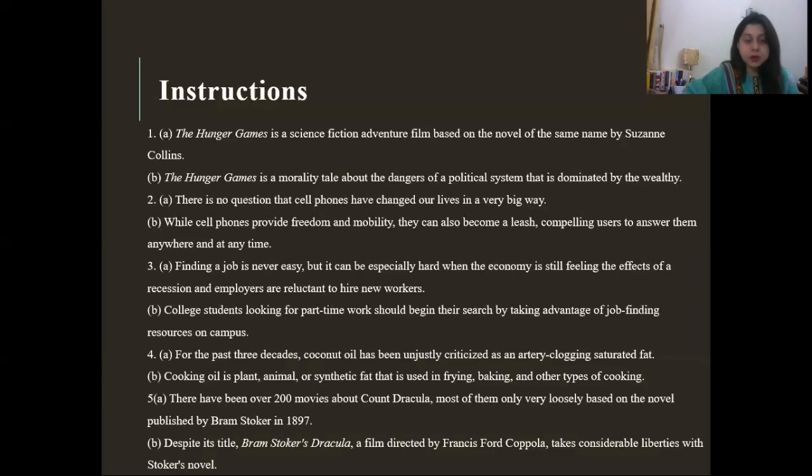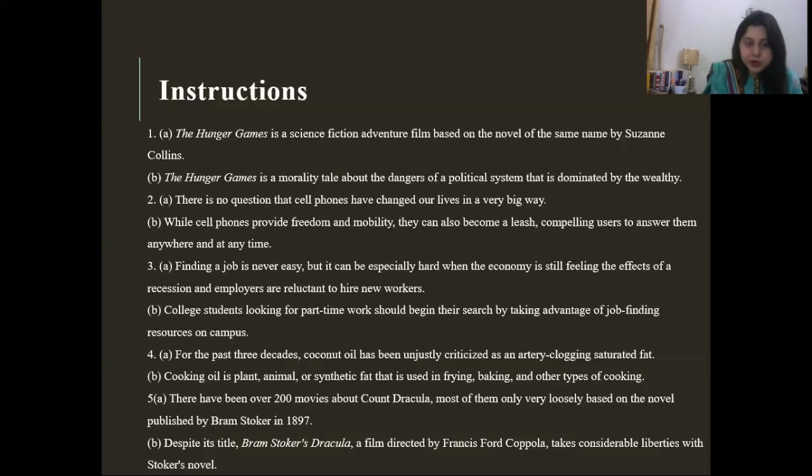Another thesis statement on the same topic. Despite its title, Bram Stoker's Dracula, a film directed by Francis Ford Coppola, takes considerable liberties with Stoker's novel. दोनों थीसिस स्टेटमेंट similar movie पे हैं, that is Count Dracula by Bram Stoker. Thesis statement कौन सी better है? Think. You might pause the video here, because now I'm going to explain.